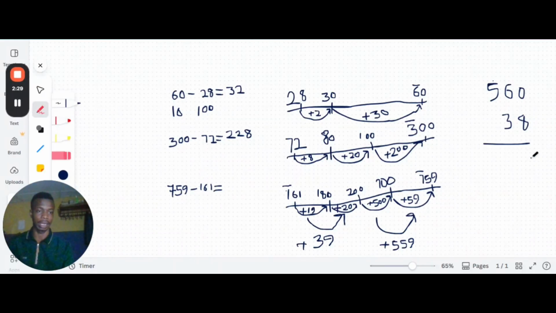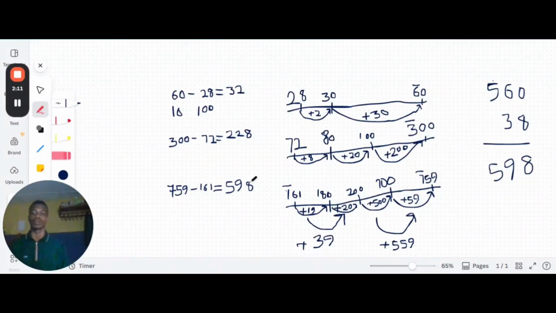0 plus 8 is 8. 6 plus 3 is 9. And here you have 5. So quite simply, 759 minus 161 is 598.